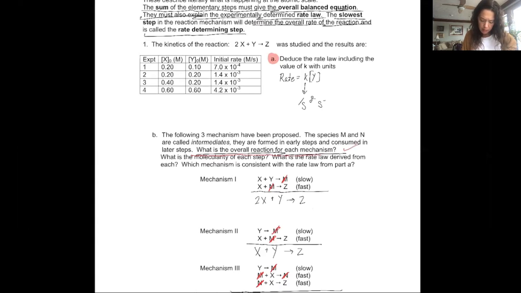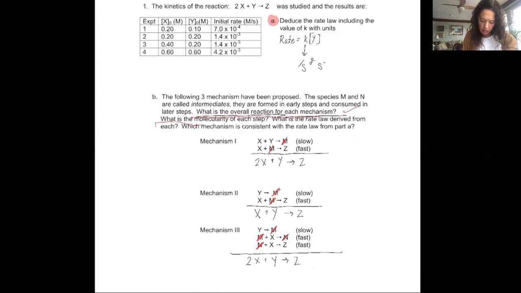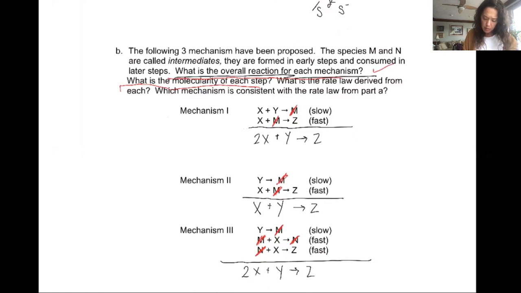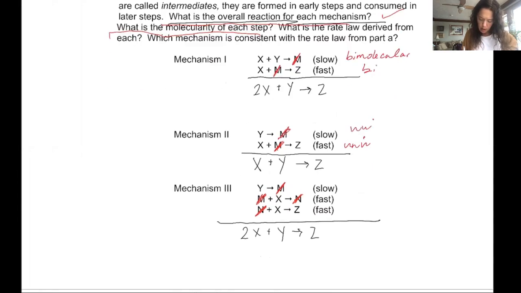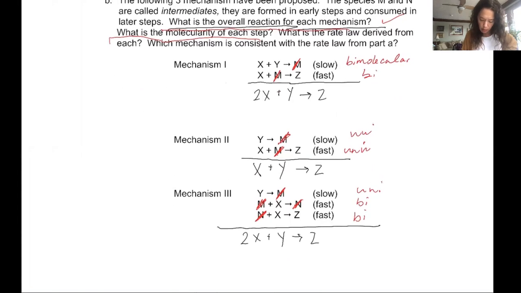We just wrote that. What is the molecularity of each step? Well, this has two reactants. It's bimolecular, bi, uni, uni, bi. Okay, thank you.